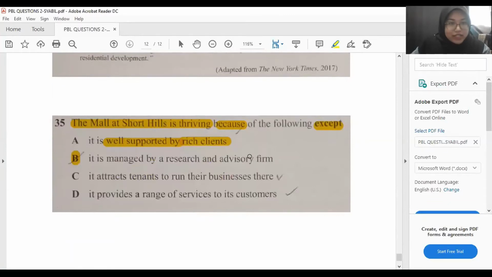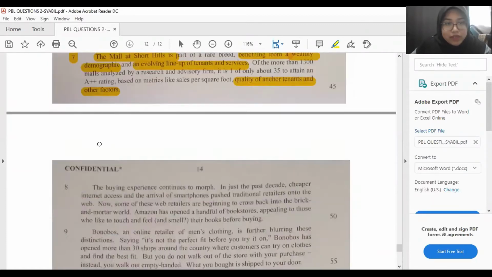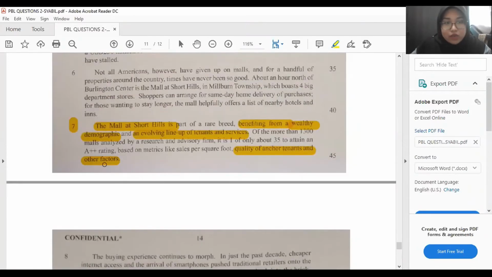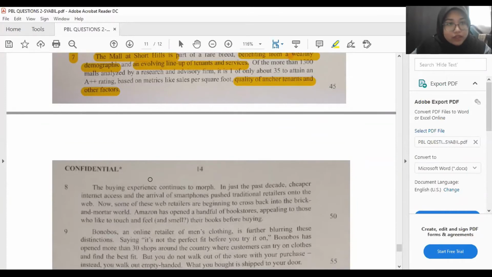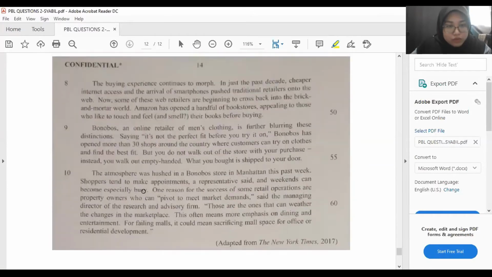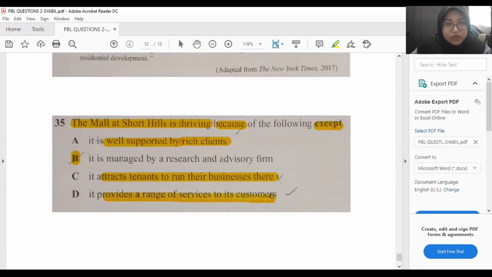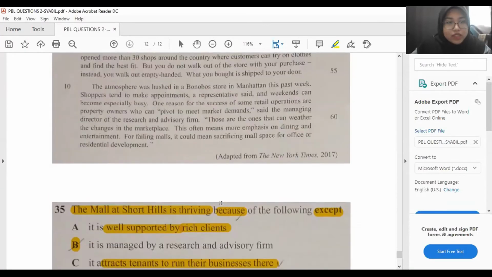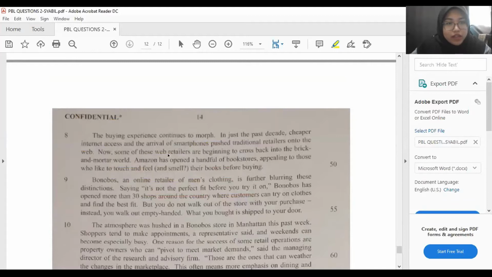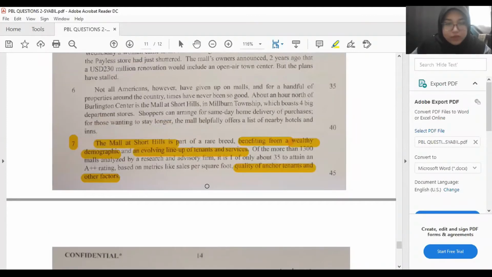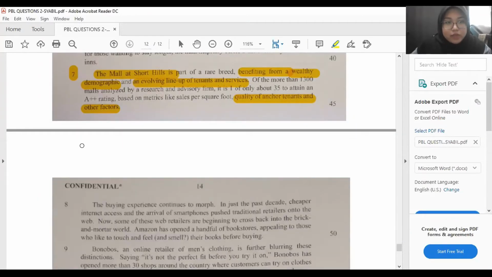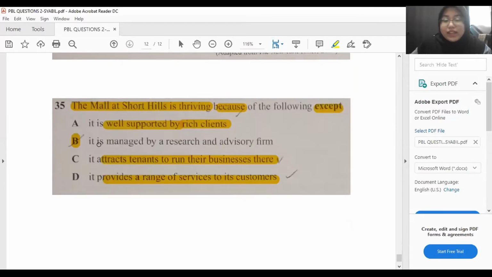And then it says attract tenants to run their business there, which also mentions here quality of anchor tenants and other factors. And also it says provide range of service to its customers, which are mentioned here, involving lineup of tenants and services. So the answer is B because it doesn't mention that it's managed by research and advisory firm. Okay, so the answer is B.